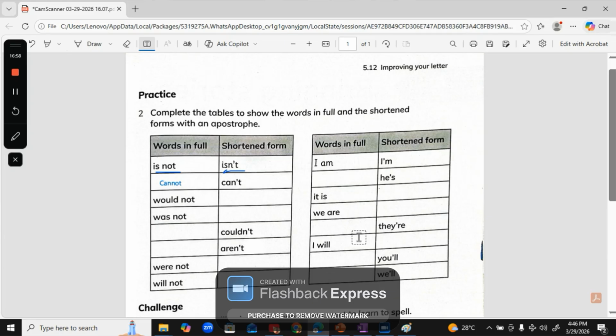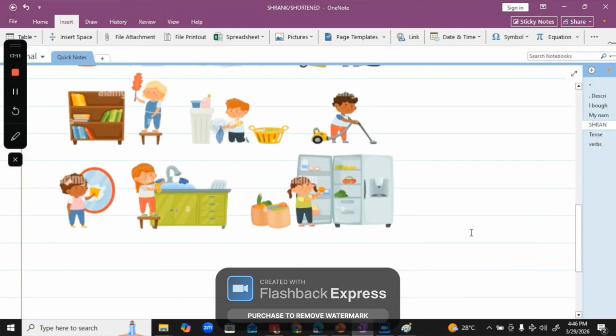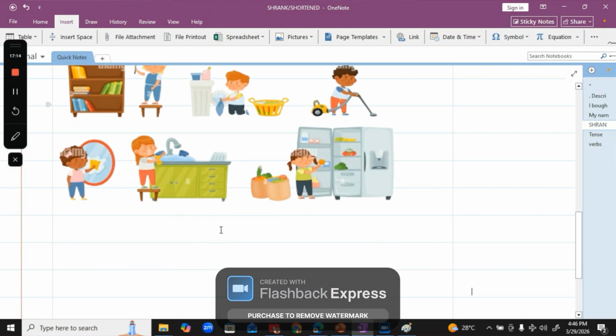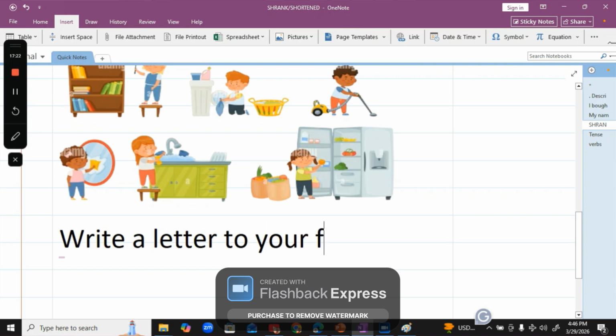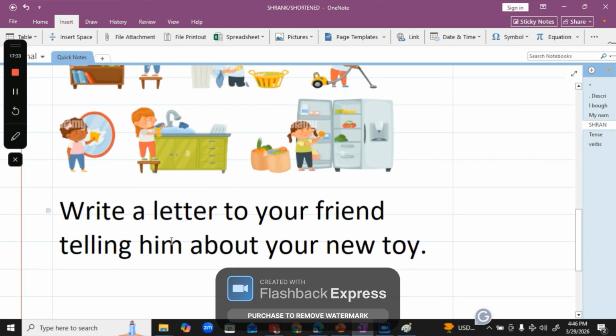You have to complete this exercise within a maximum of 5 to 6 minutes, and after completing it, there is a very simple question that you're gonna attempt. You are going to write a letter to your friend using contractions. Write a letter to your friend telling him about your new toy. Your new toy could be anything. It could be a car, it could be anything that you guys have purchased recently.